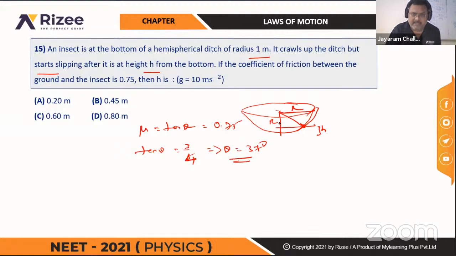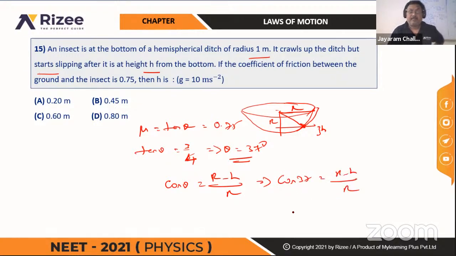So from the same diagram, if I want cos theta, it will be equal to the adjacent side, which is r minus h, by the hypotenuse, which is going to be r. From this scenario, cos theta is equal to cos 37, which is equal to r minus h by r. So what is the cos 37 value going to be? It will be 4 by 5, equal to r minus h by r.